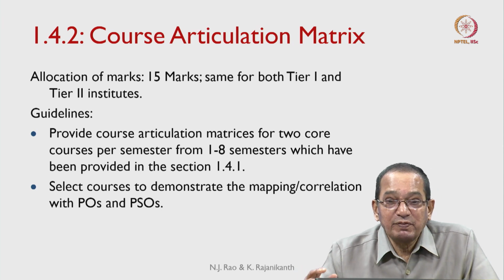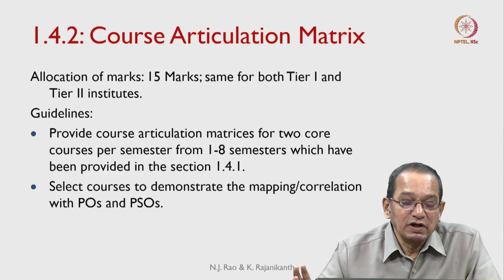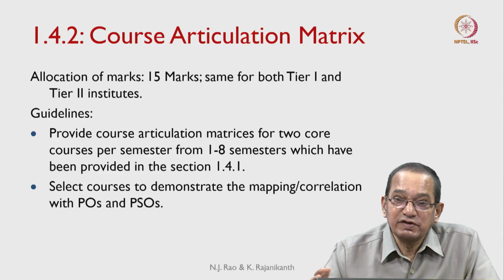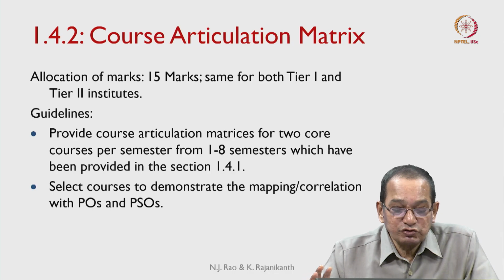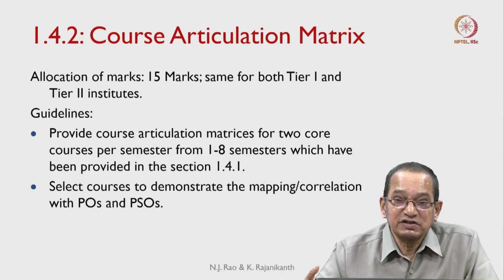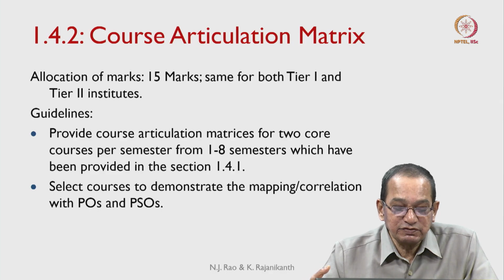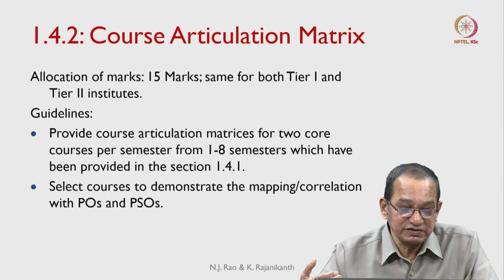So, we prepare a course articulation matrix indicating this kind of a mapping. Allocation of marks is 15, same for both tier 1 and tier 2 institutes. So, provide the course articulation matrices for 2 core courses per semester. Earlier we gave such samples, use the same samples. The samples which have been provided in section 1.4.1, same samples you take and for them produce the course articulation matrices.